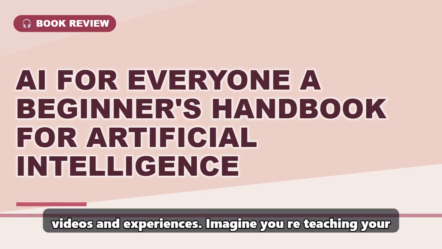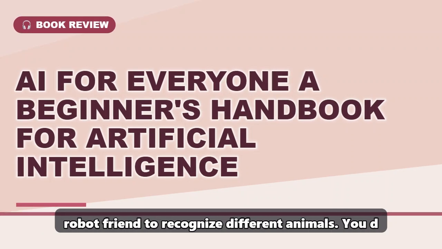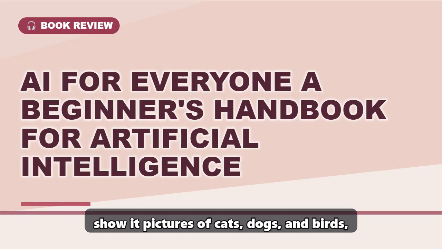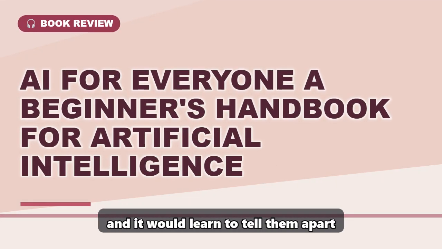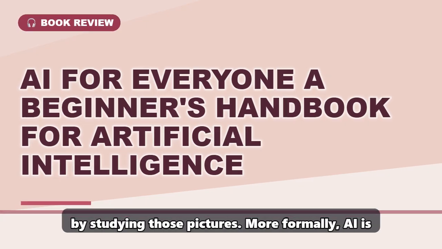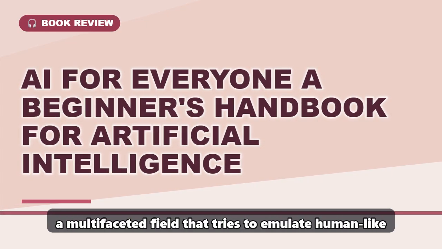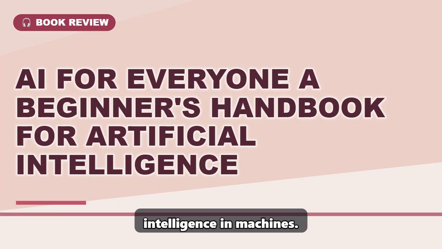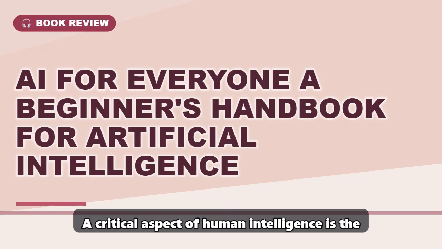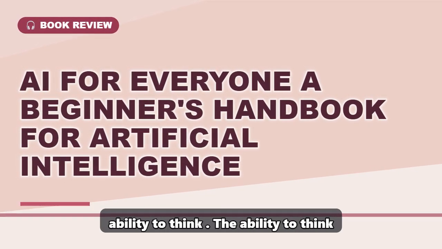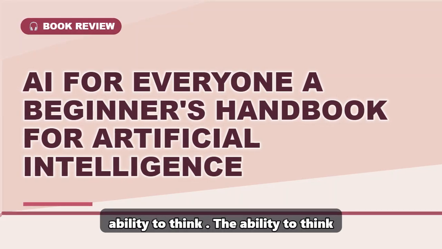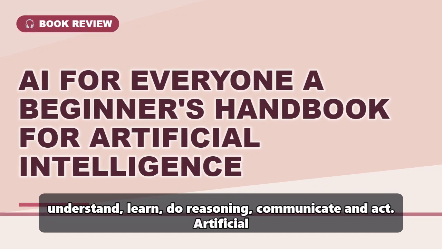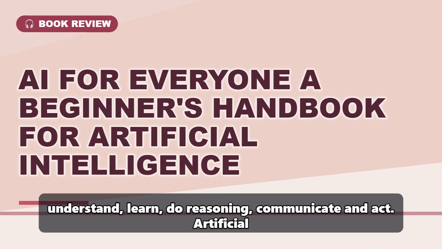Imagine you're teaching your robot friend to recognize different animals. You'd show it pictures of cats, dogs, and birds, and it would learn to tell them apart by studying those pictures. More formally, AI is a multifaceted field that tries to emulate human-like intelligence in machines. A critical aspect of human intelligence is the ability to think. The ability to think comes from multiple elements like the ability to understand, learn, do reasoning, communicate, and act.